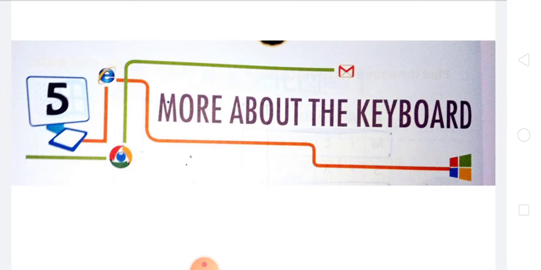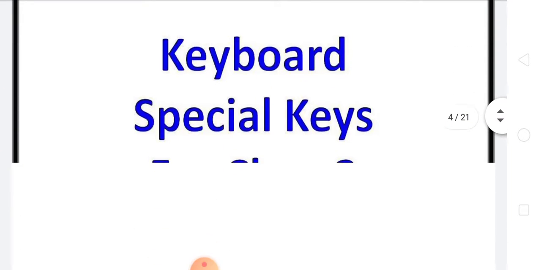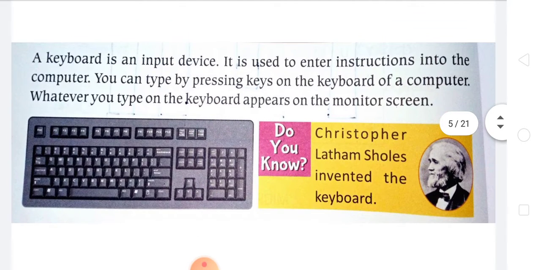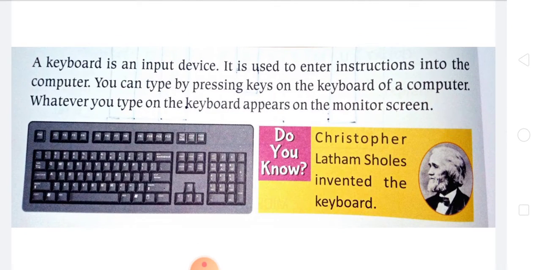This is chapter number 5 of standard 2 Decoding Computer Science book. This one is more about the keyboard. In this chapter we are going to know about the keyboard and special keys. A keyboard is an input device and it is used to enter instructions into the computer. You can type by pressing keys on the keyboard of the computer. Whatever you type on the keyboard appears on the monitor screen.